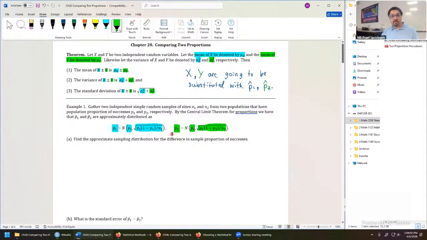Well, any questions at all, folks, with the setup before we look into the sampling distribution of the difference, p hat 1 minus p hat 2?